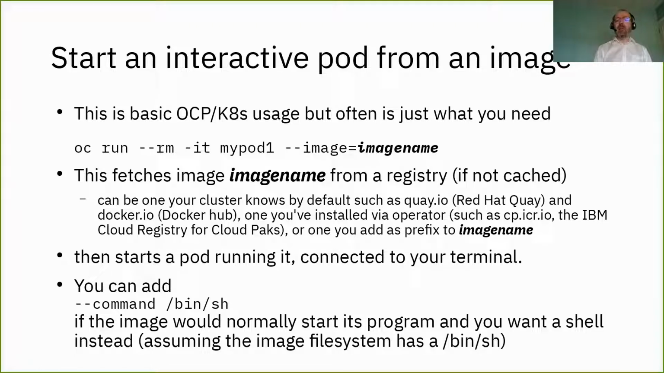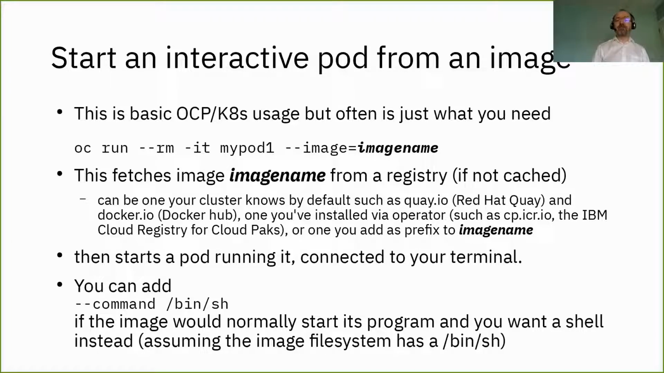It fetches the image for you, and in OpenShift by default it knows about quay.io, and it knows about Docker.io, so all of those images will be pulled automatically. If you've, say, installed a Cloud Pak, an IBM Cloud Pak, then part of that installs an operator which puts the IBM Cloud Registry in place. cp.icr.io is where the Cloud Pak images come from. Or you can just give it the name of a registry as a prefix to your image name, and it will go and fetch it from there.